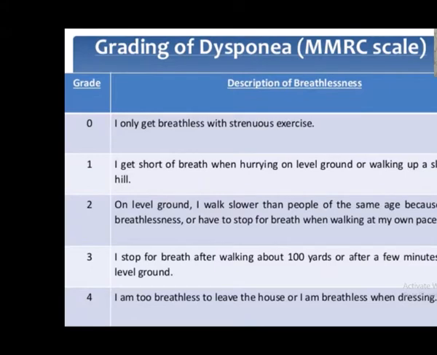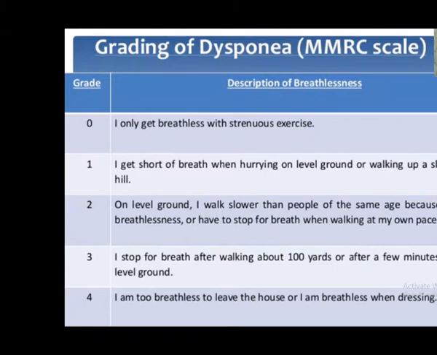They describe grade 0 as breathlessness only when you do excessive exercise. Grade 1, you get short of breath on hurrying on level ground or walking up a hill, when you walk very fast, or you go up a climb. Grade 2, you are walking on the level at a slow pace, and you are more breathless as compared to others of your age. For instance, if somebody of your age, height, and build is walking with you, he is not short of breath, but you are short of breath. So this is grade 2.